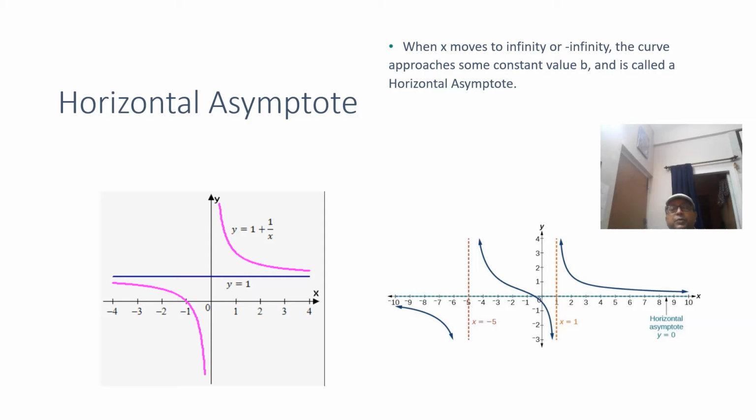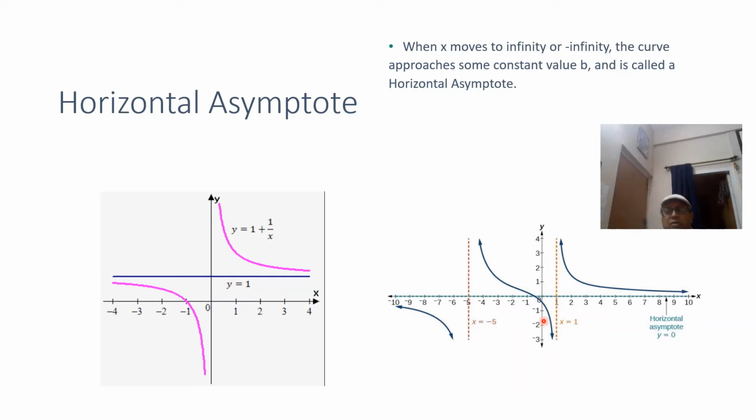So for the horizontal asymptote, we will find the equation in this manner. When x moves to infinity or minus infinity, the curve will approach some constant value. So in this diagram, in the first example, you can see that when the graph is y equal to 1 by x and x is tending to infinity, then y is tending to 0. So the right side will be equal to 0, and y equal to 0 is the horizontal asymptote to the curve y equal to 1 by x.